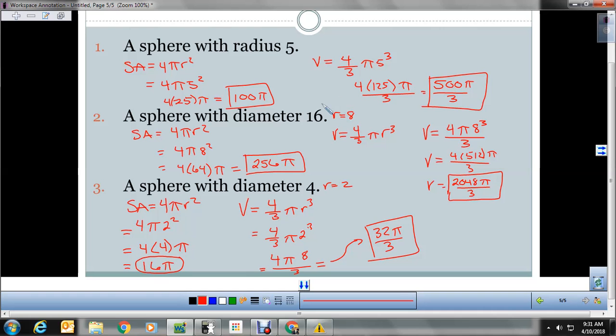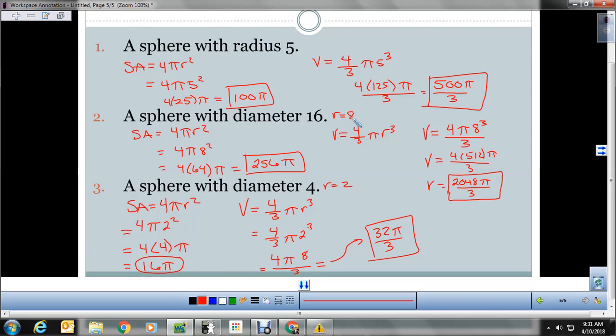All right, so let's see how we did. Surface area with a radius of 5, we're going to end up with 25 times 4 times pi, which gives us 100 pi. For the volume, 5 cubed is going to give us 125 times 4 is 500 pi over 3. Because 3 can't go into 125 or 4, we end up with a fraction as our answer.